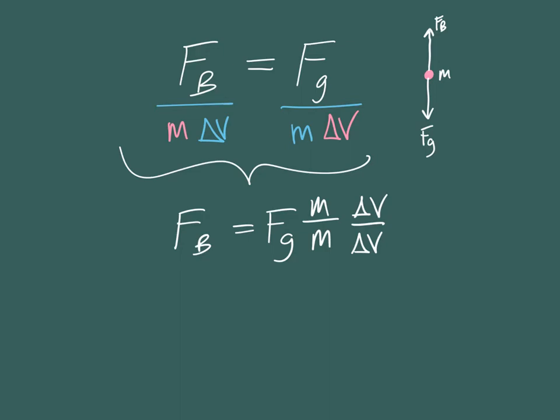So the thing that we saw in the simulation was that the buoyant force equaled the gravitational force. So what we knew in advance of today was that the weight force and the mass have a relationship. And what we saw today was that the buoyant force and the change in volume have a relationship.